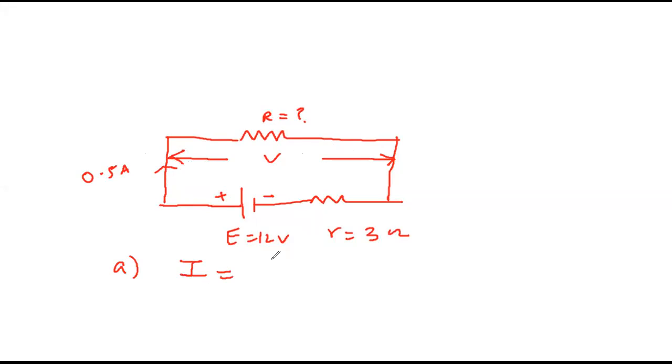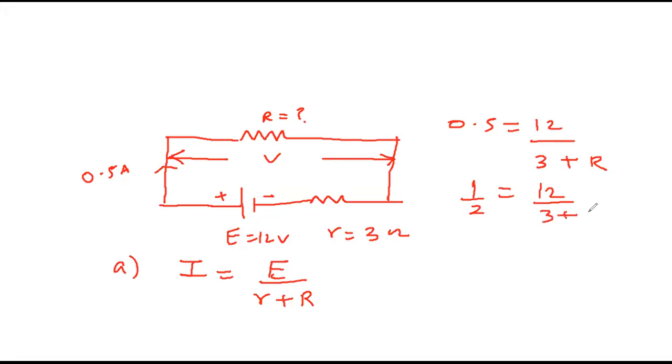What is the I formula for a battery? Is it total voltage E upon R plus r? Okay, so I is 0.5, E is 12, small r is 3, capital R we have to calculate. So 0.5, means half, equals 12 upon 3 plus R. 3 plus R equals 24. So R equals 24 minus 3, that is 21 ohm.